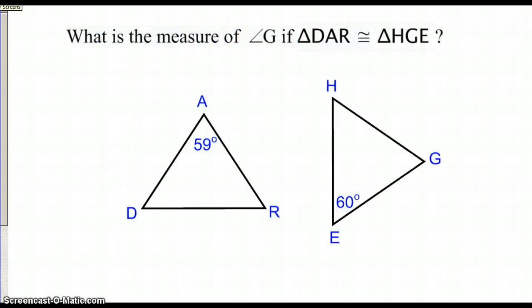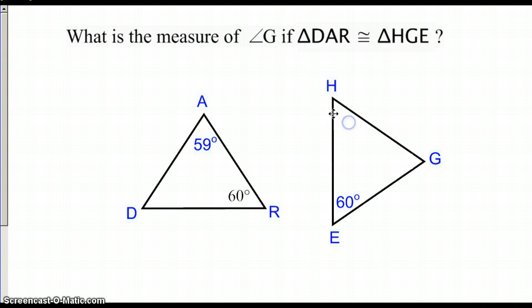Take a second, pause the video, see if you could find the answer to the measure of G. Well, hopefully you realize we have 2 different triangles, DAR and HGE. So D is the same angle as H. A is congruent to G and R is congruent to E. So if I'm trying to find G in this triangle, if I could find H, that would be great. So in this triangle, I have that I know E is 60. So if E is 60, R is 60.